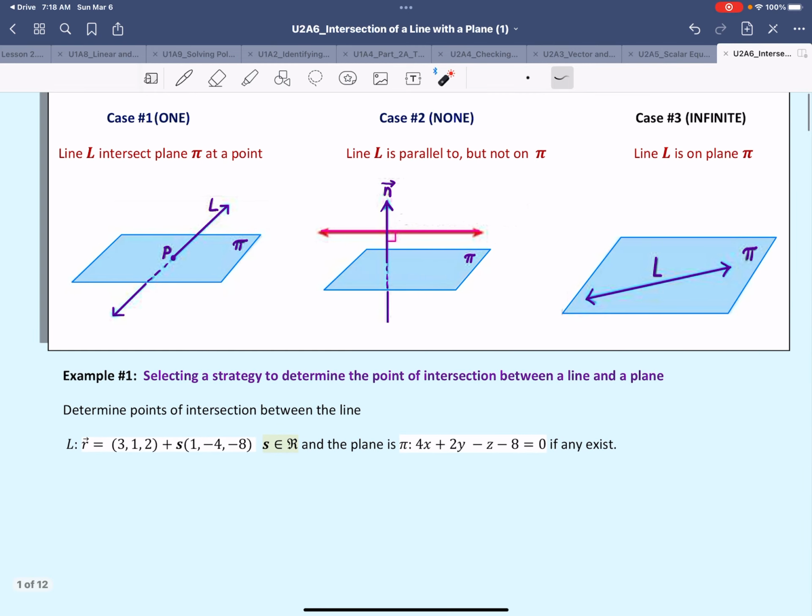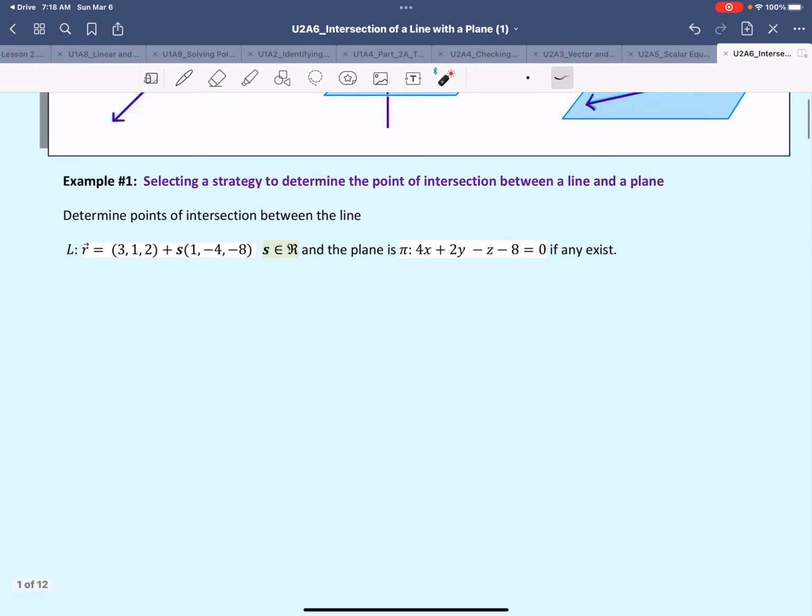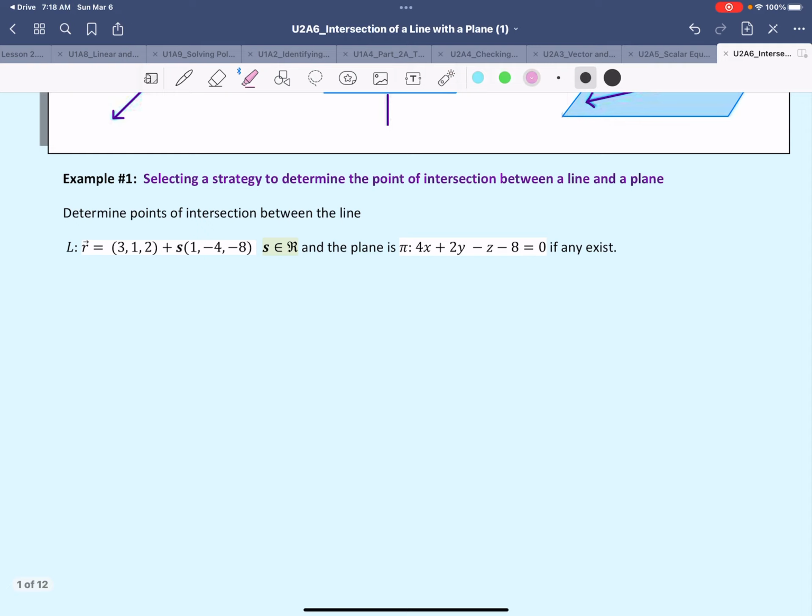So we're going to take a look at 3 different examples so that we can connect the algebraic solutions with each case. So example number 1, we have to determine the point of intersection made between the line L with equation r = [3, 1, 2] + s[1, -4, -8] and the plane pi with 4x + 2y - z - 8 = 0 as an equation.